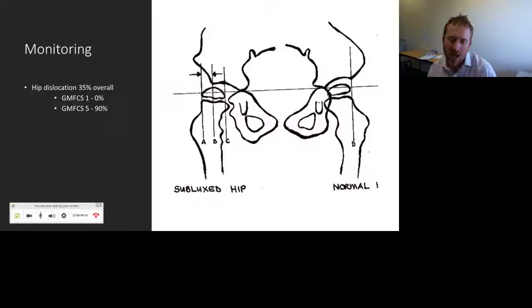And roughly, more than 30% of lateral migration places the child at an increased risk of developing more substantial hip subluxation over time, but also abnormal development of the hip, which may result in high rates of osteoarthritis as an adult. And this is a particular condition that we liaise with our surgical colleagues about for preventative treatment before that hip frankly dislocates. And again, we can see that risk is much higher for those children who are GMFCS 5. And really, this is not very commonly a problem for children who function at GMFCS 1.